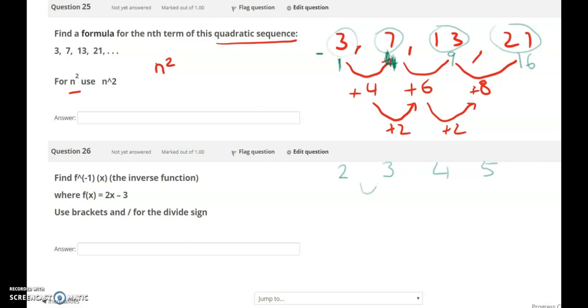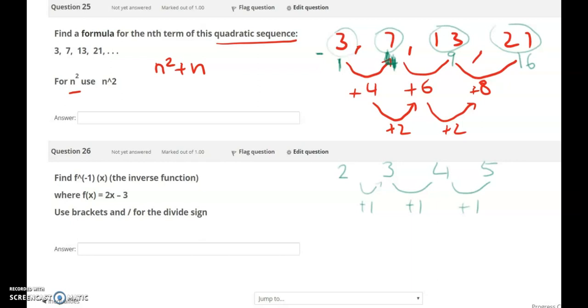And what happens? Let's see. From 2 to 3 we add 1. From 3 to 4 we add in 1. 4 to 5 we add in 1. So this must be n. So 1n. So I'll add this to the nth term. So we add in 1 each time.